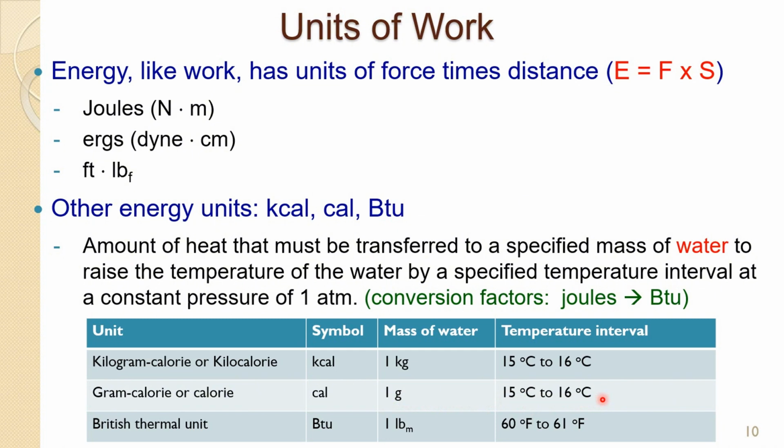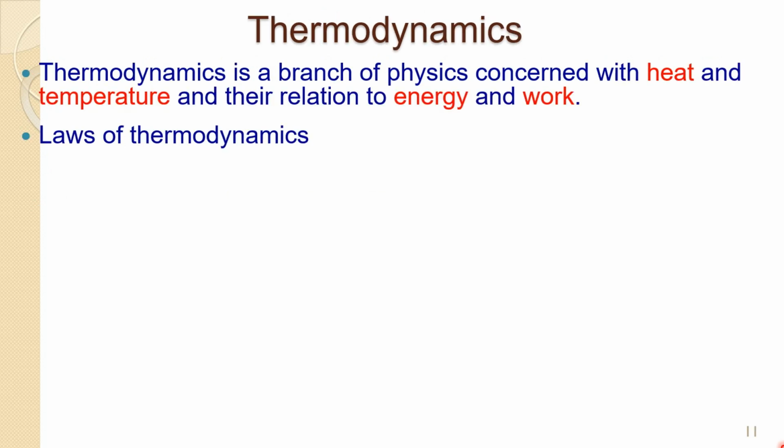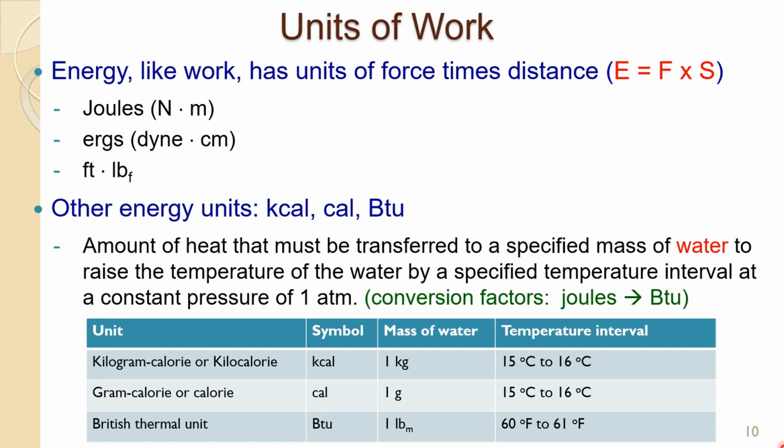Right. So another energy unit is BTU, the British thermal unit. We use BTU: it is 1 pound mass of water, and you increase the temperature from 60 Fahrenheit to 61 Fahrenheit. Okay? So these are the units of work. So now you know the units, you know 5 terms of the energy.